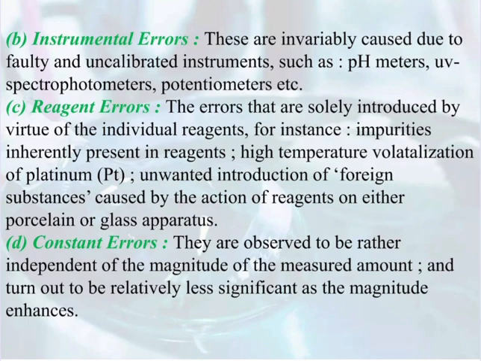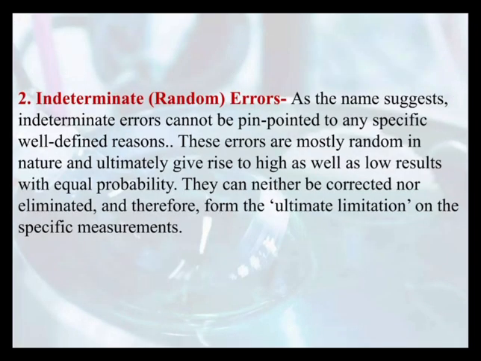And the fourth one is constant errors. These are observed to be rather independent of the magnitude of the measured amount and turn out to be relatively less significant as the magnitude increases. Next, the second type of error is indeterminate or random error. As the name suggests, indeterminate errors cannot be pinpointed to any specific, well-defined reasons. These errors are mostly random in nature and ultimately give rise to high as well as low results with equal probability. They can neither be corrected nor eliminated and therefore form the ultimate limitation on the specific instruments.